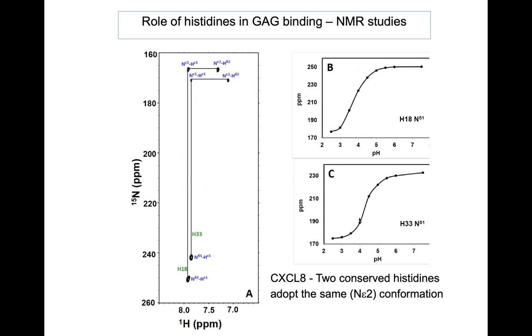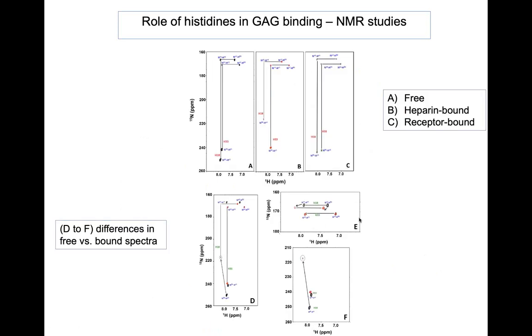So the pKa is substantially lower, indicating these histidines are involved in some kind of intramolecular interactions, or its environment is more charged or something along those lines. There's something unusual about both the histidines from measuring the pKa. Okay, so this is in the free protein. So what happens when it binds to the GAG?